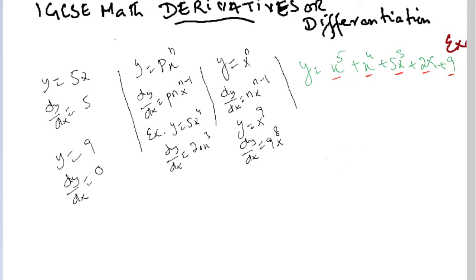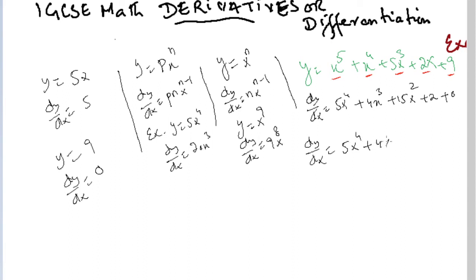Now, let's do the differentiation. So dy/dx is 5x^4 plus 4x^3 plus 15x^2 plus 2 and plus 0. Okay, now the result is dy/dx is equal to 5x^4 plus 4x^3 plus 15x^2 plus 2. That's done. That is the derivative.